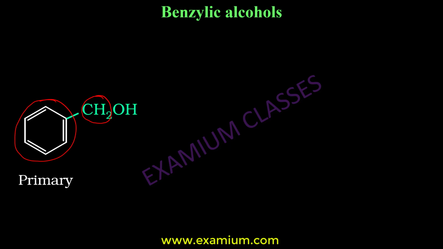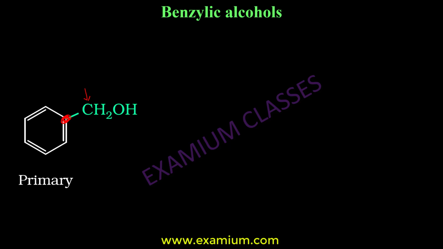So benzylic alcohols will be those in which the OH group is attached to that carbon which is attached to the benzene ring. How will the primary, secondary and tertiary be different? Those will be different just on the basis of this structure, whether there are 2 hydrogens, 1 hydrogen or none. And the definition is the same for primary, secondary and tertiary. This particular carbon is attached to how many other carbons?